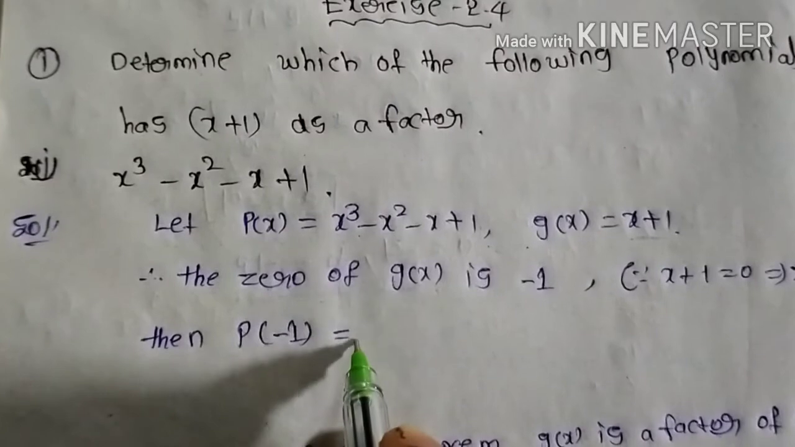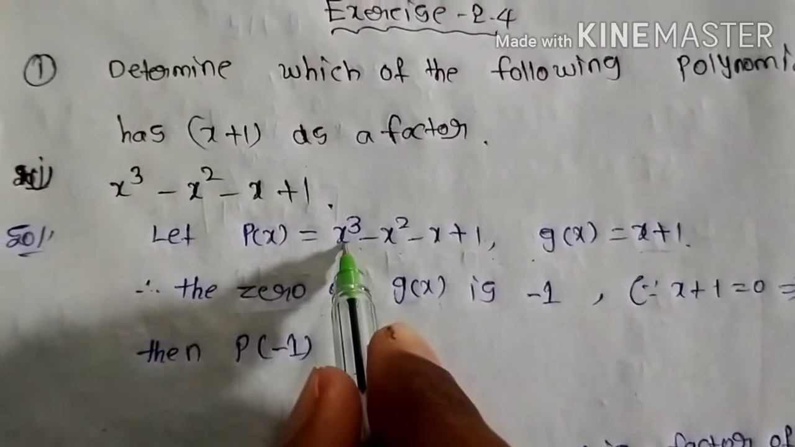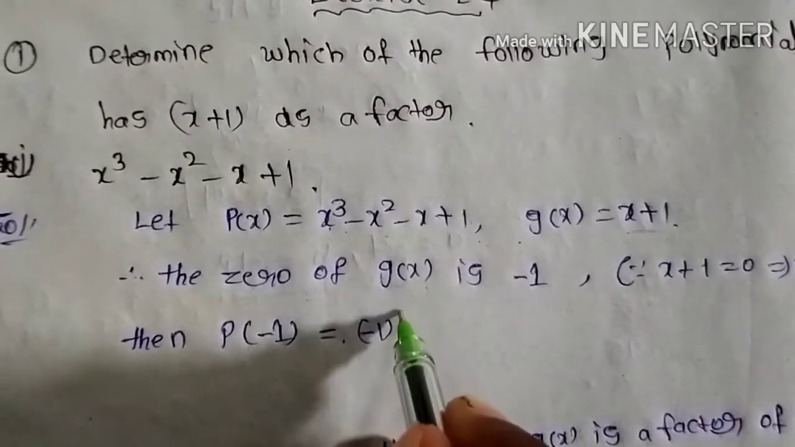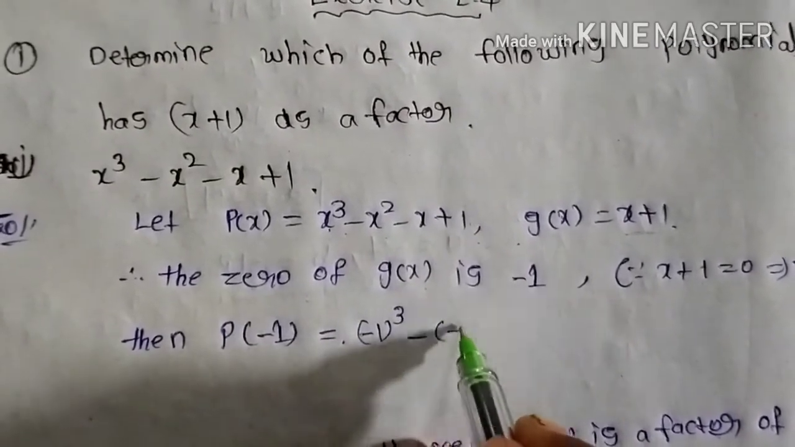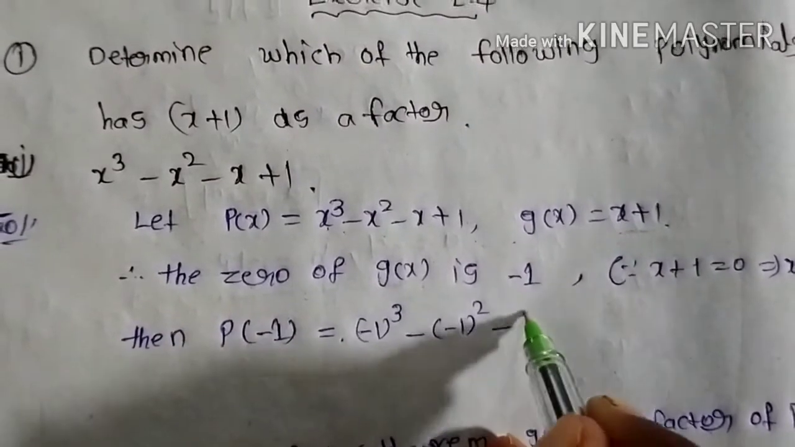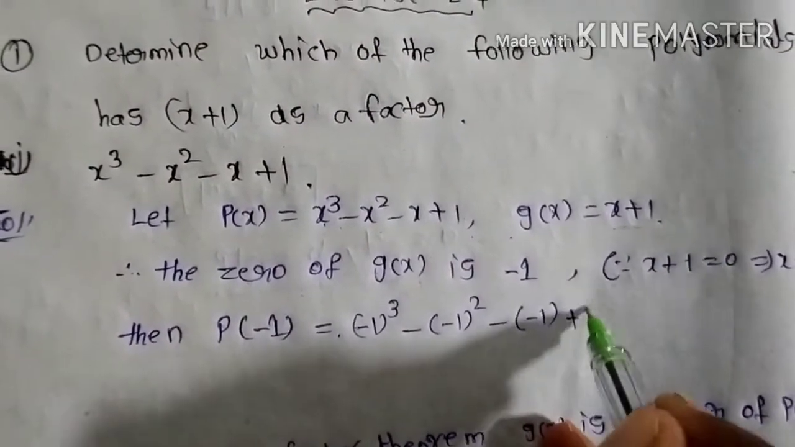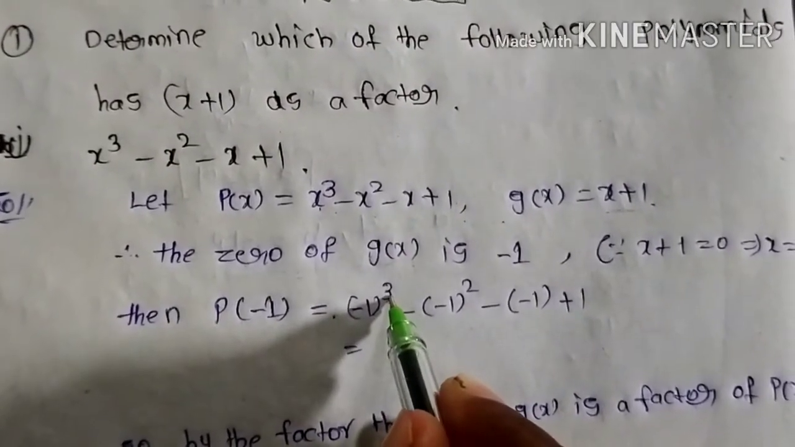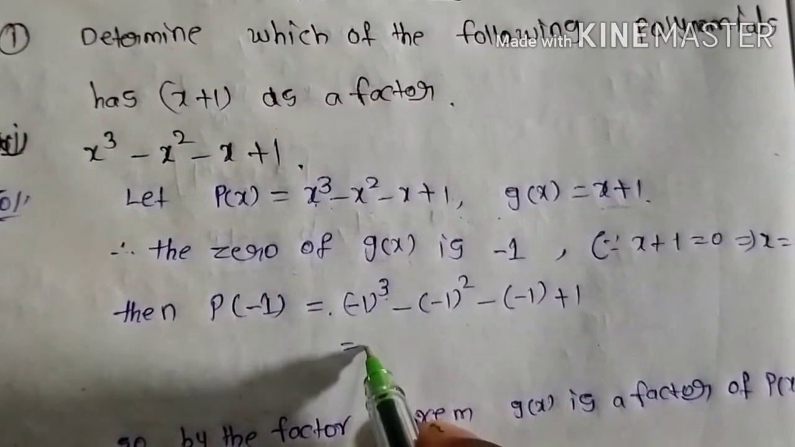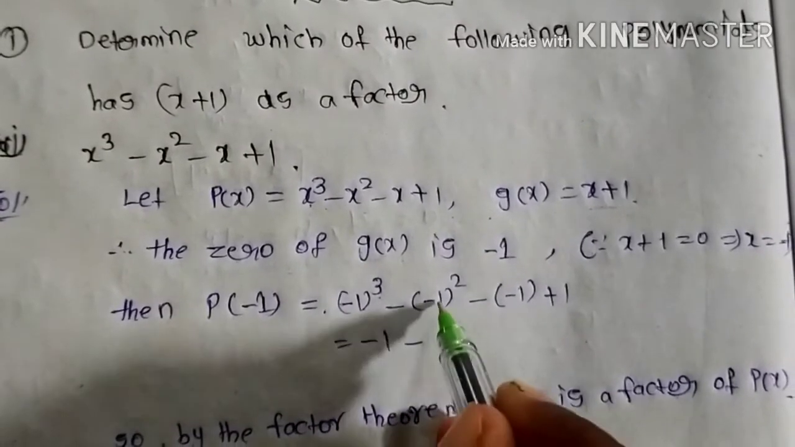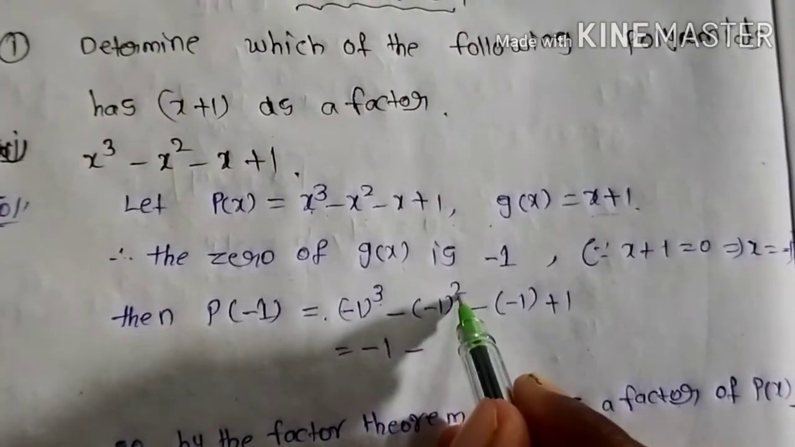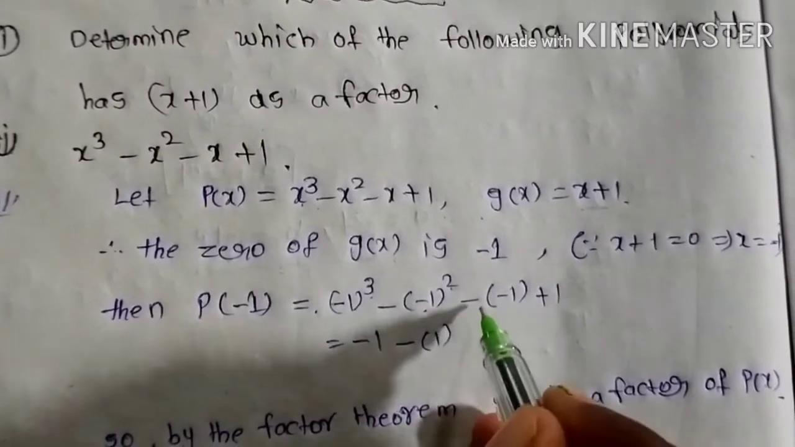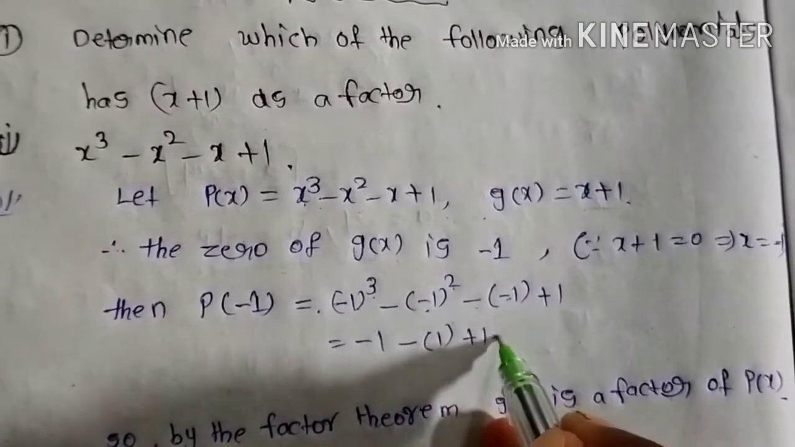p of minus 1 is equal to, just write wherever x is available, substitute minus 1. That means can I write minus 1 whole cube minus minus 1 whole square minus minus 1 plus 1. See here, minus 1 whole cube, is it an odd number or not? That means you will get the same negative symbol, minus 1 only. Minus 1 whole square, see it is an even number or not? Yes, so you will get a positive symbol. That means you can write 1 only. Here minus into minus, plus 1, here also plus 1.